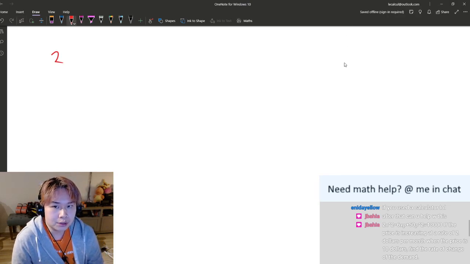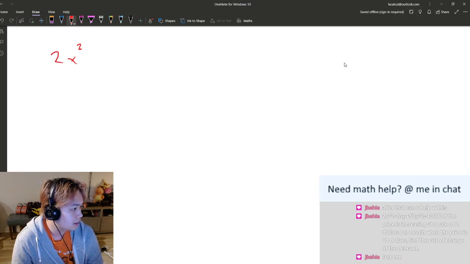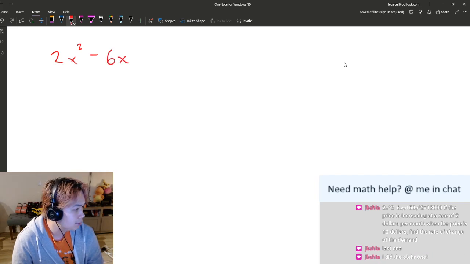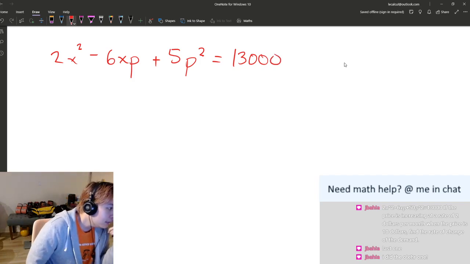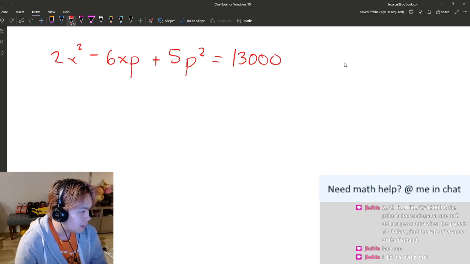So what do we got? 2x squared minus 6xp plus 50p squared is equal to this. And then if the price is increasing at a rate of $2 per month, when the price is $10, find the rate of change of demand.